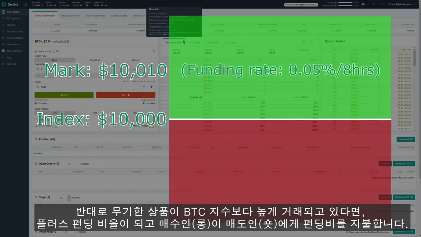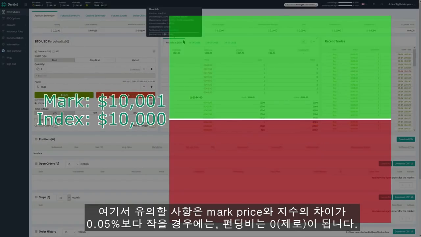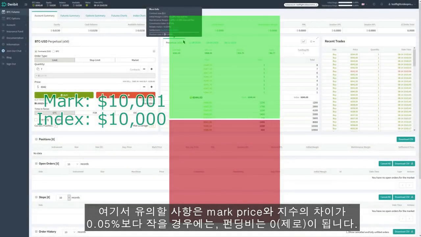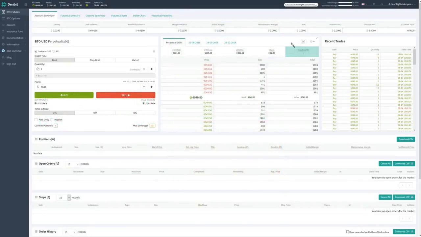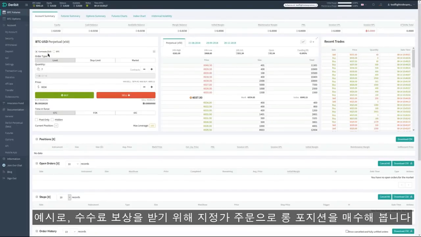If the perpetual is trading above the index, we have a positive funding rate with open buy or long positions paying the short positions. Be aware that if the difference between the mark price and the index is less than 0.05%, either way, the funding rate will be zero. Funding payments are calculated on a microsecond basis as a time fraction of the 8 hours funding rate that is shown in the interface here, and the amounts are then added or taken away from your realized profit and loss.